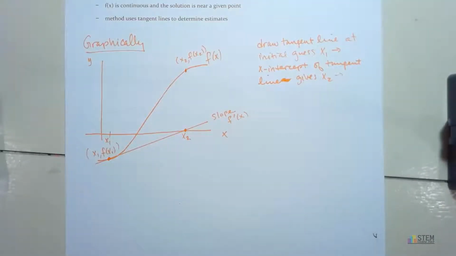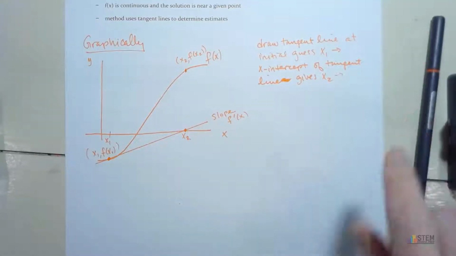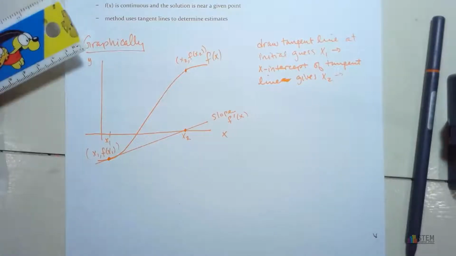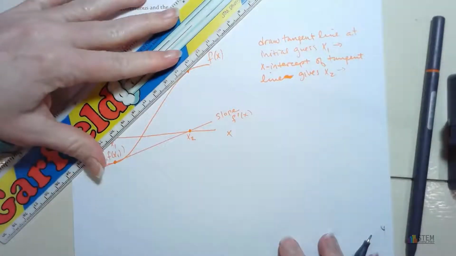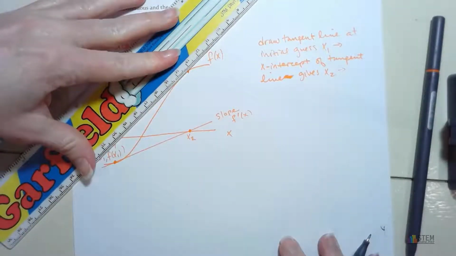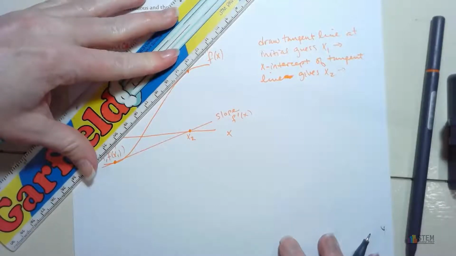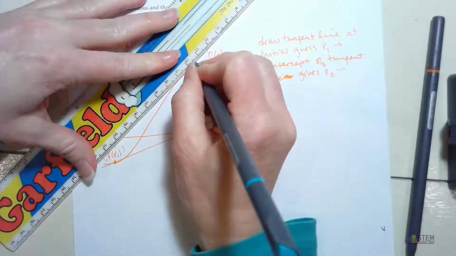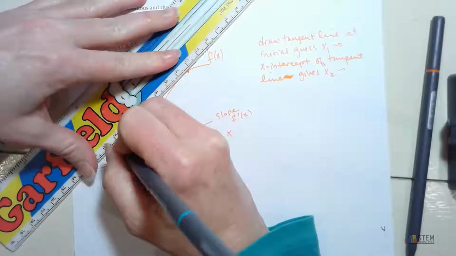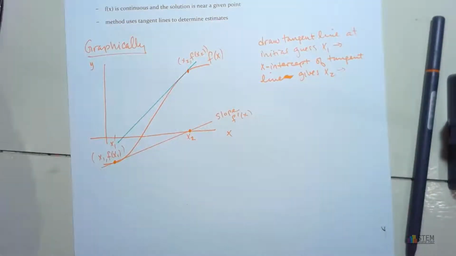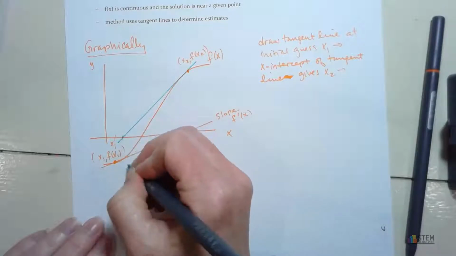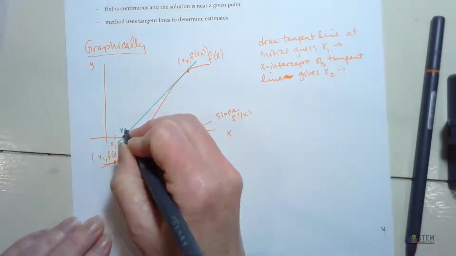All right, so now I've got that, and now I'm going to draw a tangent line to that point. So let's move it over a little bit. Let's say this is tangent. Okay, so this one crosses the x-axis right here, so let's call this x3.